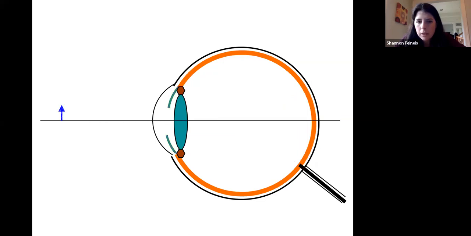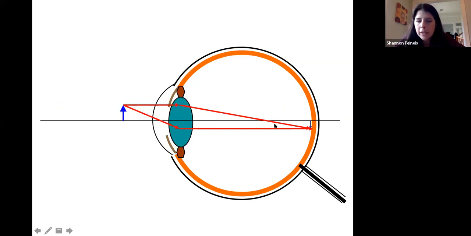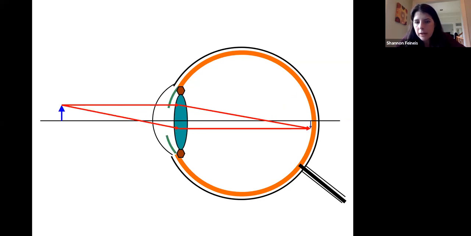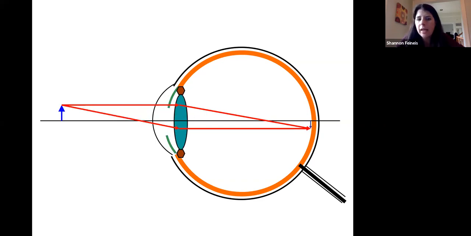So here's your object. If you have perfect 20/20 vision, your image is formed right onto your retina and you can see very clearly. This is the difference between looking at something close and something far. Close, far, close, far. Those muscles are changing the shape and size of your lens to change the focal length so that you can still project that image onto your retina either way.